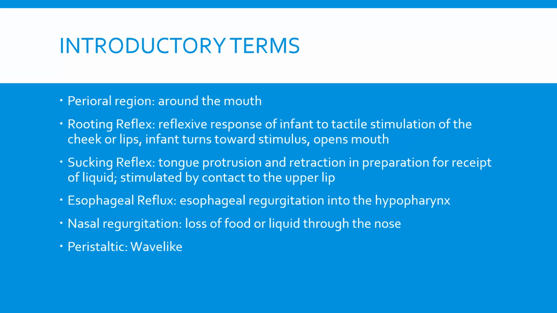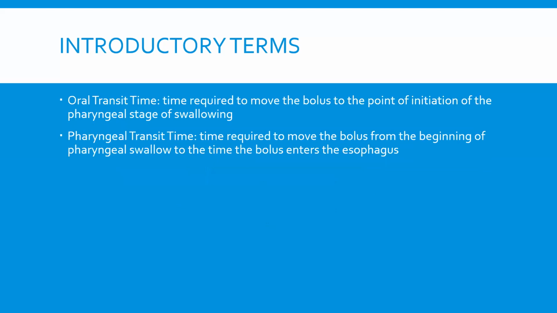Peristalsis is the wave-like motion by which the food is passed from the pharynx to the esophagus and also from the esophagus to the stomach. So there is pharyngeal peristalsis as well as esophageal peristalsis. Oral transit time is the time required to move the bolus from the point of initiation to the pharyngeal stage of swallowing. And pharyngeal transit time is the time required to move the bolus from the beginning of pharyngeal swallow to the entry of the esophagus.